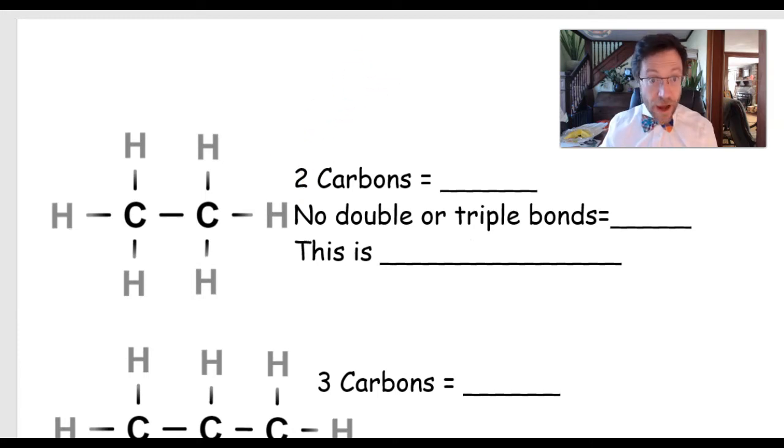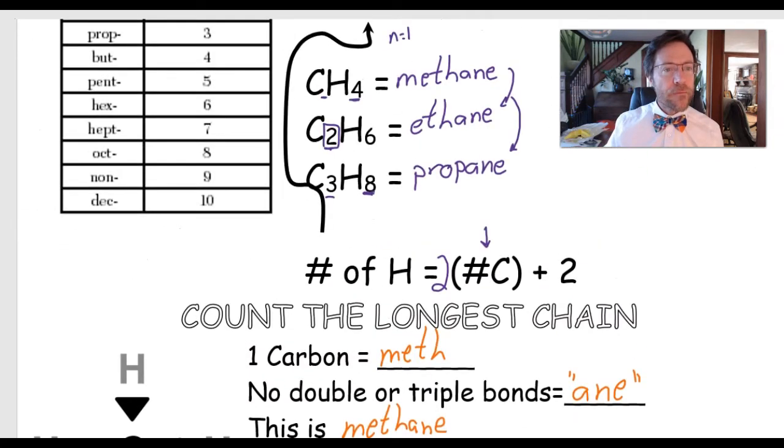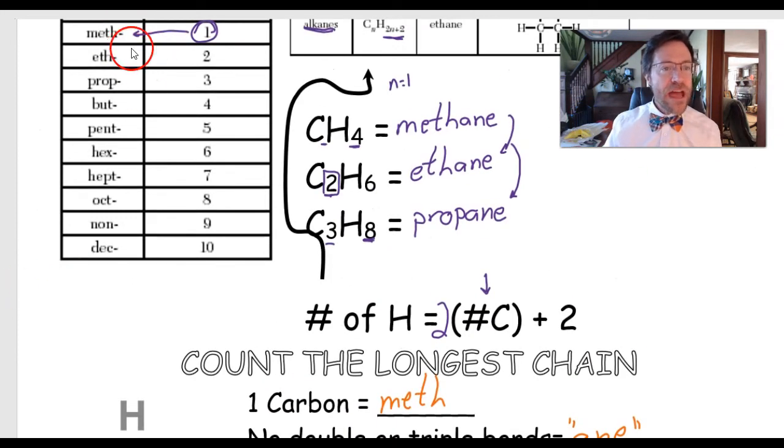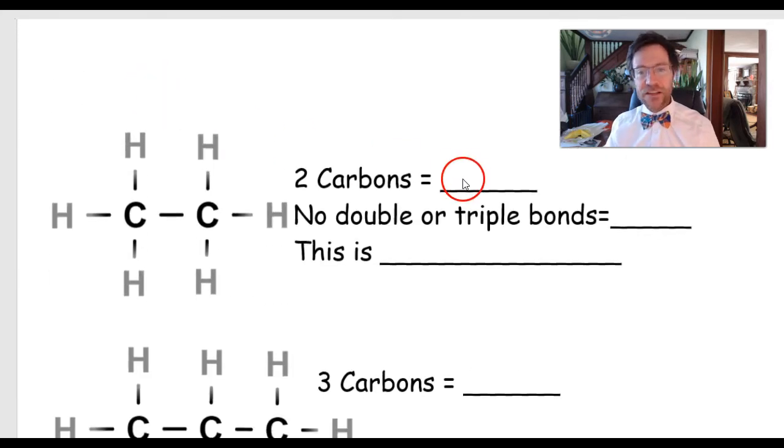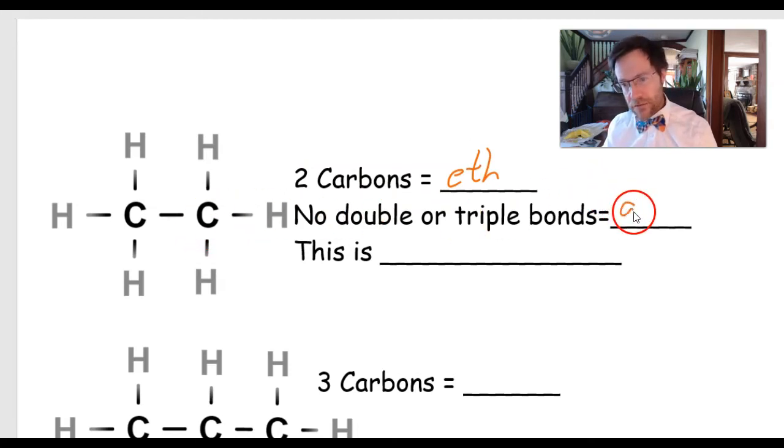Next. All right, let's look at this one. Let's see how many carbons. 1, 2. Wait, am I right? 2 carbons is, oh yeah, 2 carbons is eth. Very nice. So this starts with eth. No, it's all single, all saturated. That's ane. This is ethane.